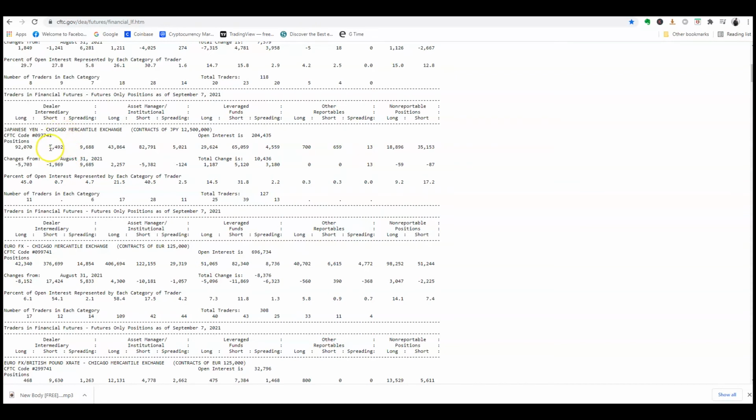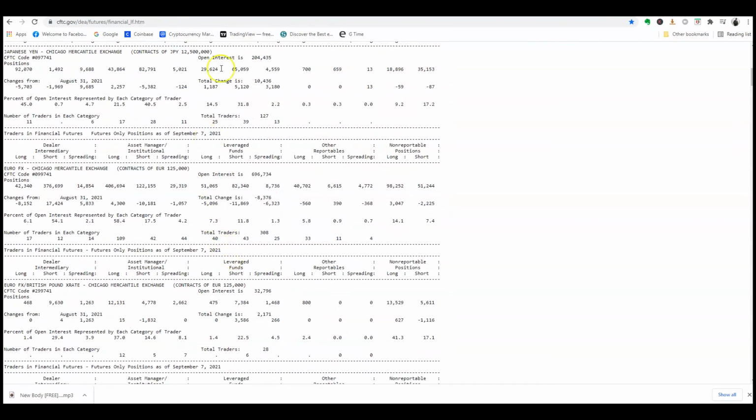Wait, on the Japanese yen. Did I make a mistake? I made a mistake. So on the dealer side, we're actually short. On the asset side, we're actually short as well. So let me update that. Yeah. So we're short on JPY.